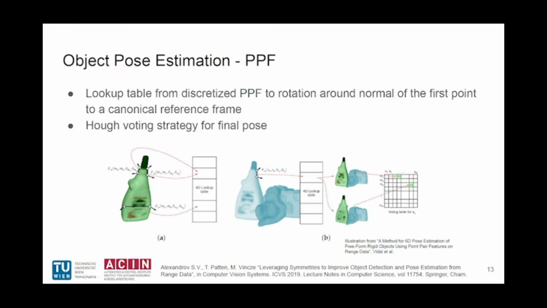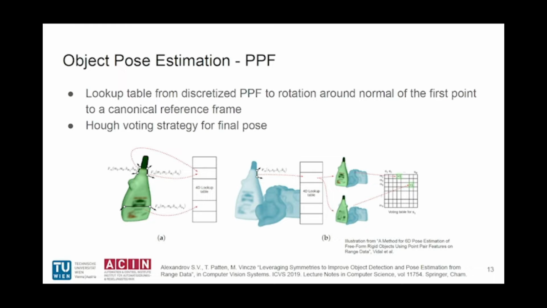Now that you have this reference lookup table, you can go to the actual scene you perceived and do a similar process. You compute all the pairs of points, and anytime you have something that matches any discretized point pair features, that gives you a potential vote for an orientation.